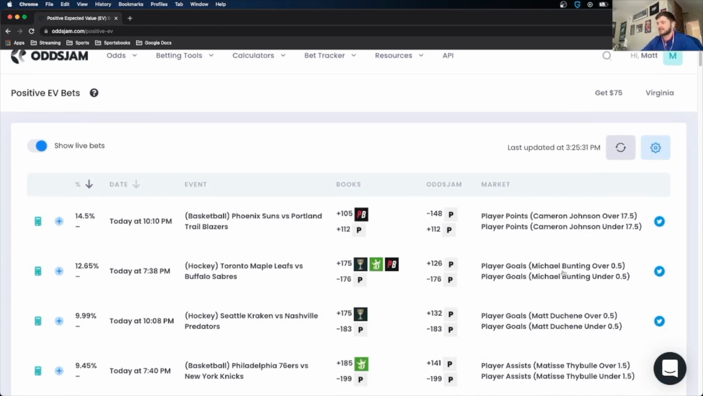So this next one looks like it's another player prop. The play is on Michael Bunting over 0.5 goals. This is a hockey play between the Maple Leafs and the Sabres. For this example, the OddsJam perfect line prices this market to be at plus 126. And it looks like on a couple sportsbooks, we can get it at plus 175. So again, there's a huge gap between what the perfect line is and the sportsbooks' expectations, and that's why it has positive expected value.